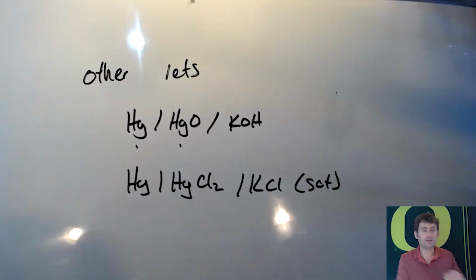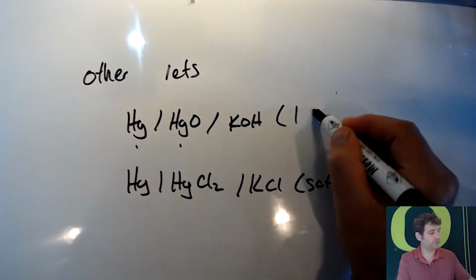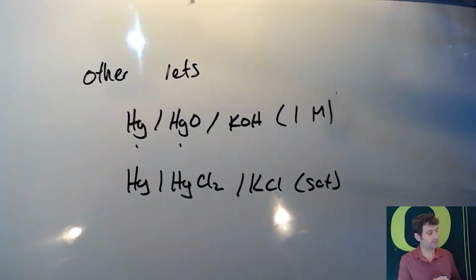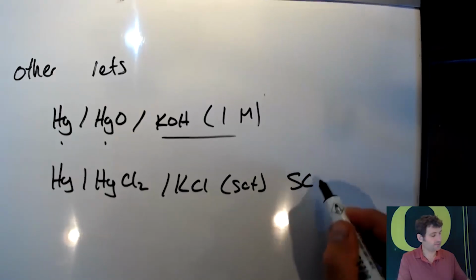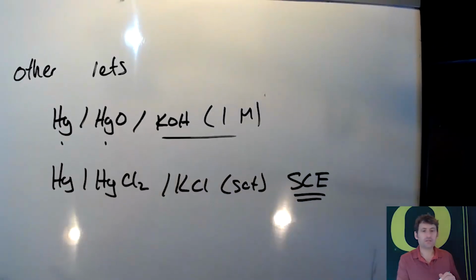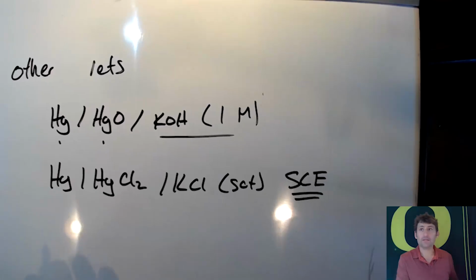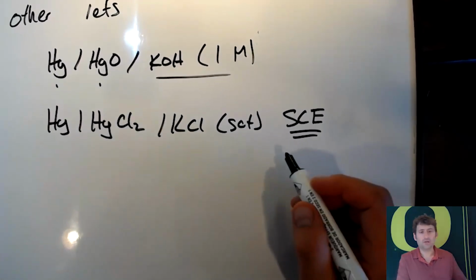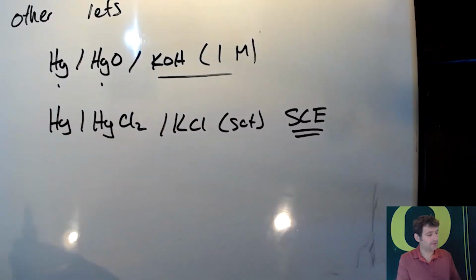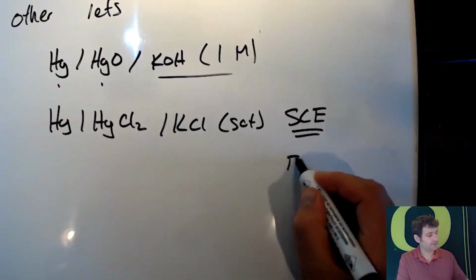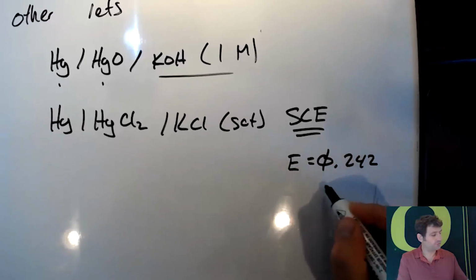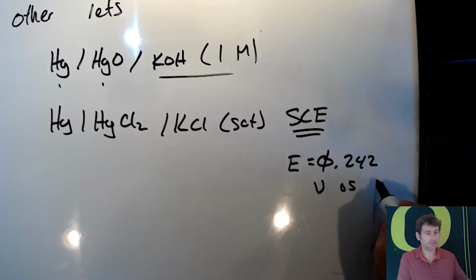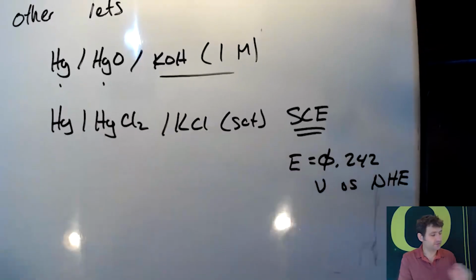Saturated. This is typically 1 molar, or can be different concentrations depending on what your test electrolyte is. And this is called the standard calomel electrode, and you'll use this extensively in the lab in addition to the silver chloride reference electrode, because it's very reliable and easy to procure. And this has an E of 0.242 volts versus the standard hydrogen electrode.